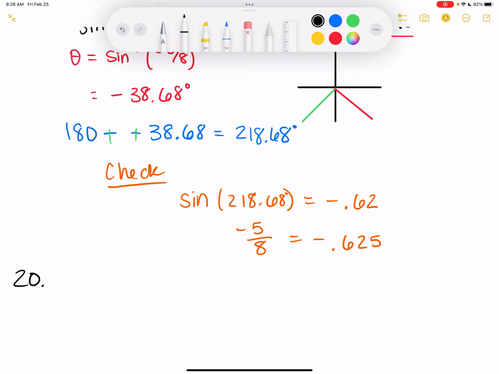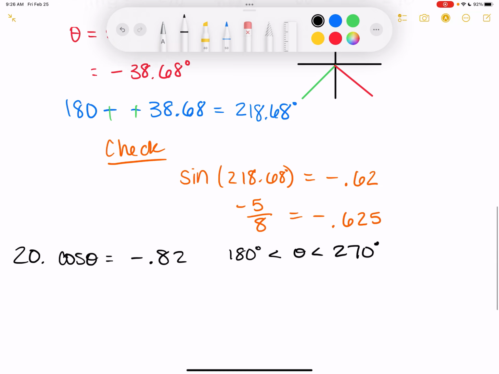Okay. So the cosine of theta is equal to minus 0.82 for 180 degrees less than theta less than 270 degrees. So just so we can go ahead and think about it, dealing with cosine, where does that occur when we're looking at inverses? The top half. So we just want to keep that in mind.